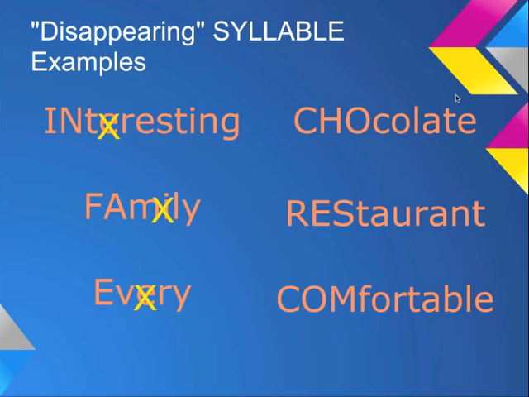Chocolate. Restaurant. Comfortable. This one is fairly unusual because it sounds like the R sound is going to go with the next syllable. Comfortable. Oftentimes people will kind of, again, we call this metathesis, when sounds will switch.